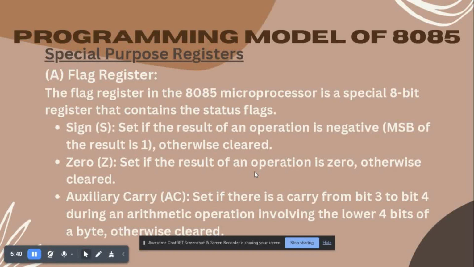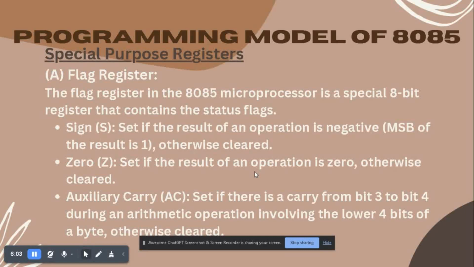In flag register we have firstly sign flag. Sign flag is set when the result of an operation is negative, which means the MSB of the result is 1. On the other hand, if the result of an operation is positive, in which MSB of the result is 0, then the sign flag is reset.